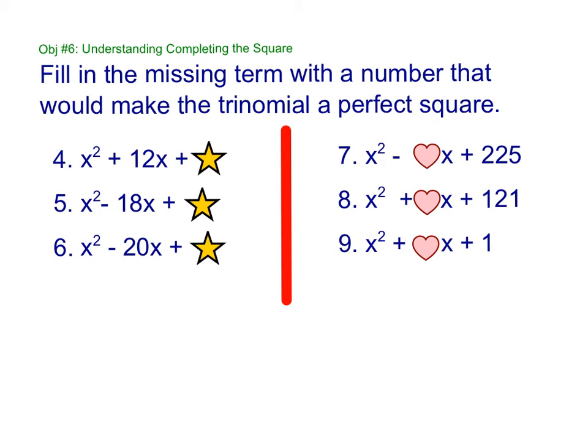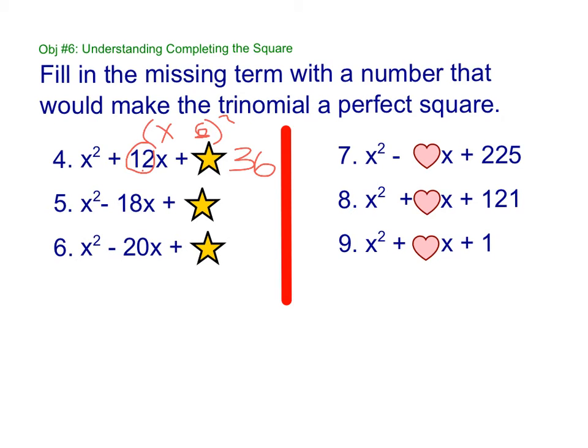Okay, you don't have to write this down, but I want you to think about it. So pause the video and go through. If these were perfect square trinomials, what would the stars be? Maybe just write down what you think those are. So remember that this middle term is double whatever is here. So if that's 12, this number is 6. 6 squared is 36.